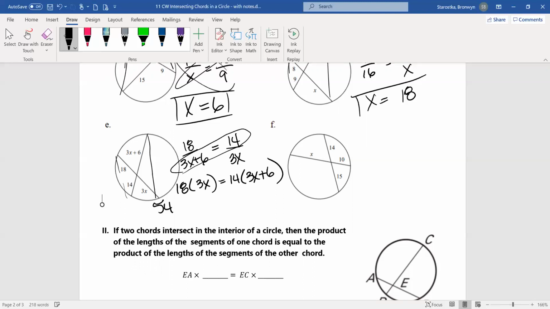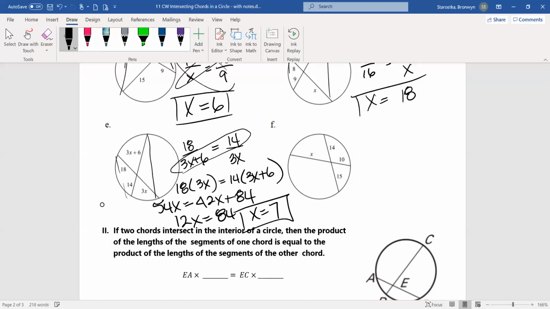54x, 14 times 3, 42x, 14 times 6, 84. Subtract the 42x from 54x, you've got 12x equals 84, which means x equals 7.